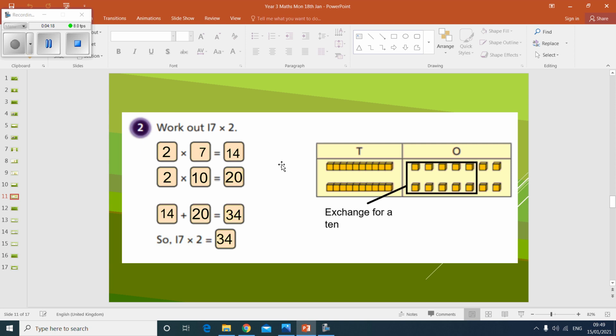So let's have a look at the answer. We can see first of all we're multiplying 2 by 7, which equals 14. We're going to exchange though 10 of those ones for a 10 rod. 2 times 10 is 20. So we've got 14 add 20 equaling 34. So 17 times 2 is 34.